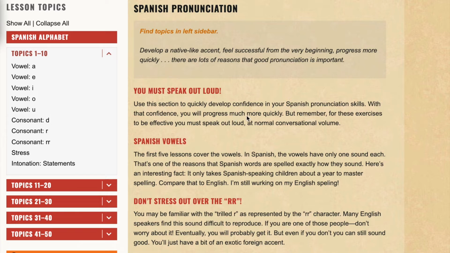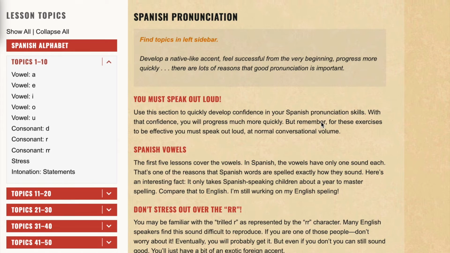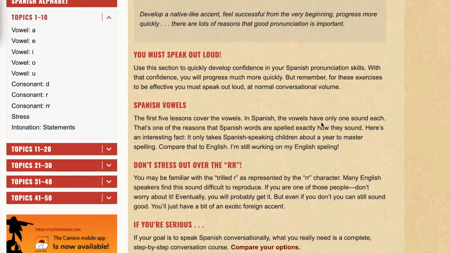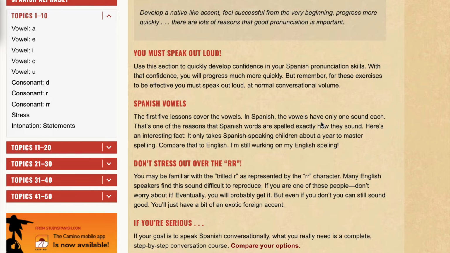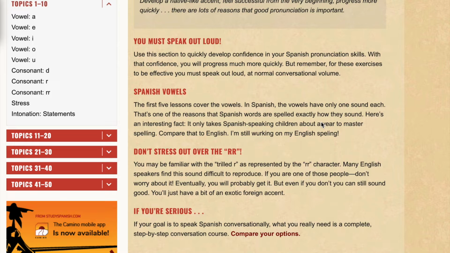And the second thing is Spanish vowels. The first 5 lessons cover the vowels. In Spanish, the vowels have only one sound each. That's one reason that Spanish words are spelled exactly how they sound, which is a good thing to know, right? Because if you know how it is spelled, basically you can pronounce it the way it is spelled, which is quite interesting.